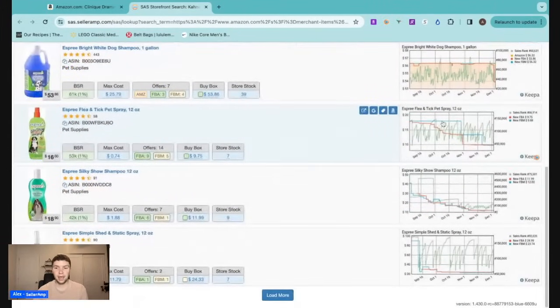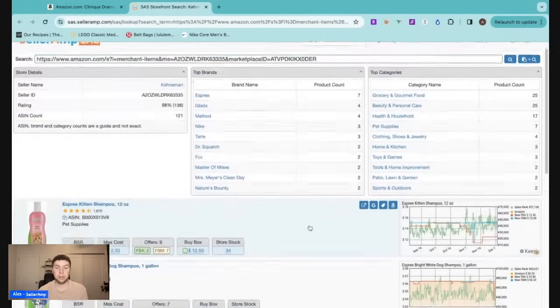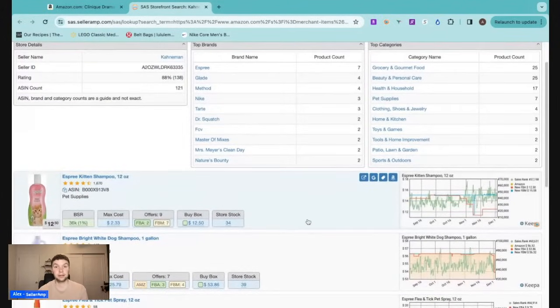And we can see that the rank is really high on some of these. 53K rank in pet supplies is actually pretty slow moving. So just make sure you're doing your research on ranks. 100K rank in pet supplies is really slow, 42K rank. So this brand right off the bat doesn't look like it's great. It sells super slow. And maybe it's profitable, but again, we want something that's going to move a little bit quicker.